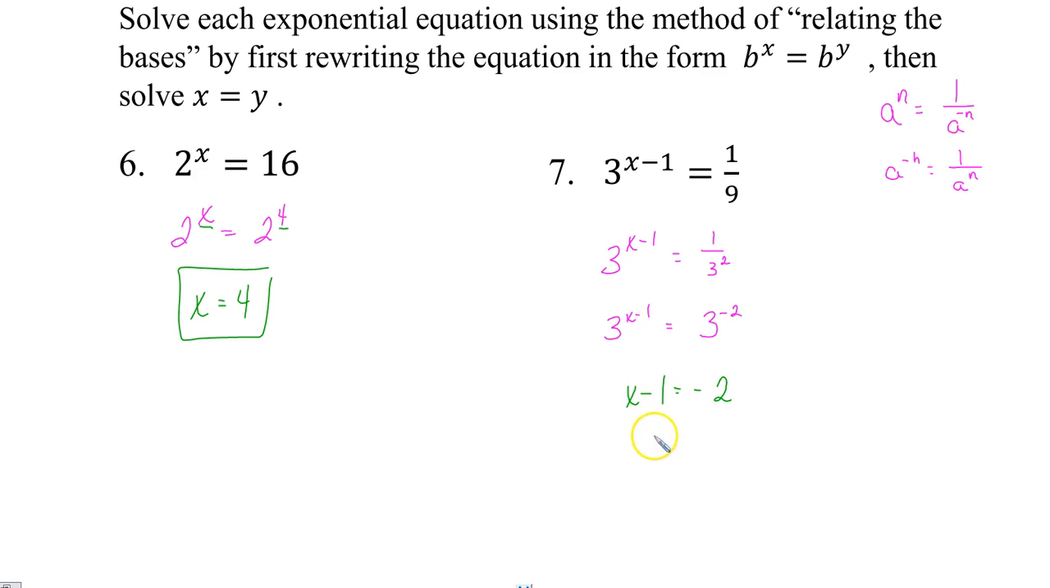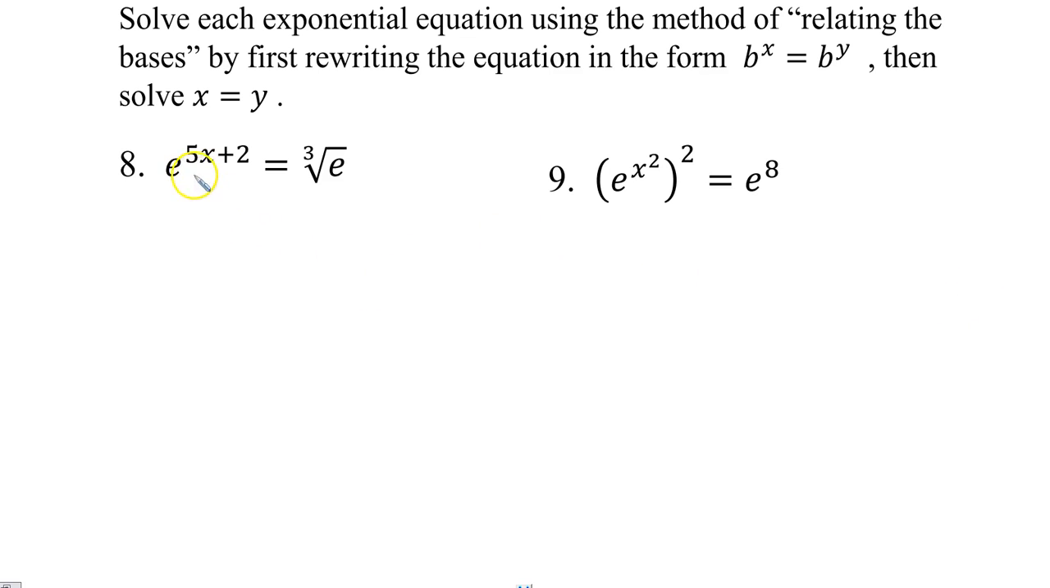We add 1 to both sides, and if I add 1 to both sides, I get x is equal to negative 1. Okay, so we're adding that 1 to both sides. And that is my final answer. I could plug it in and check, and I'll get 3 to the negative second power is 1/9. Right?